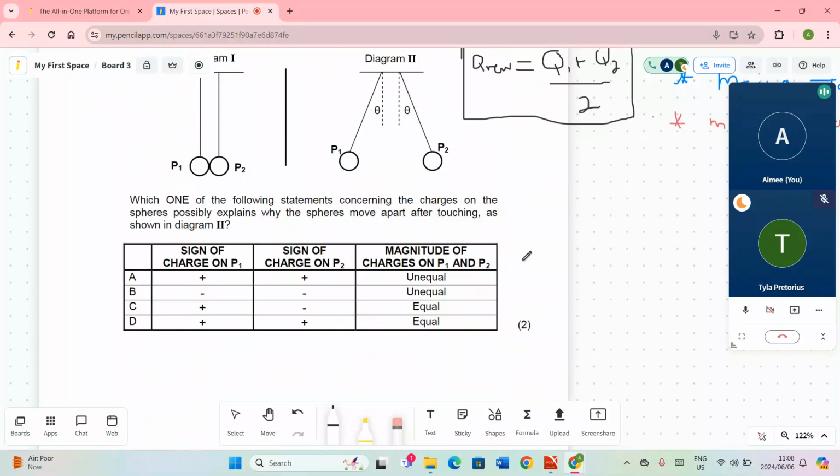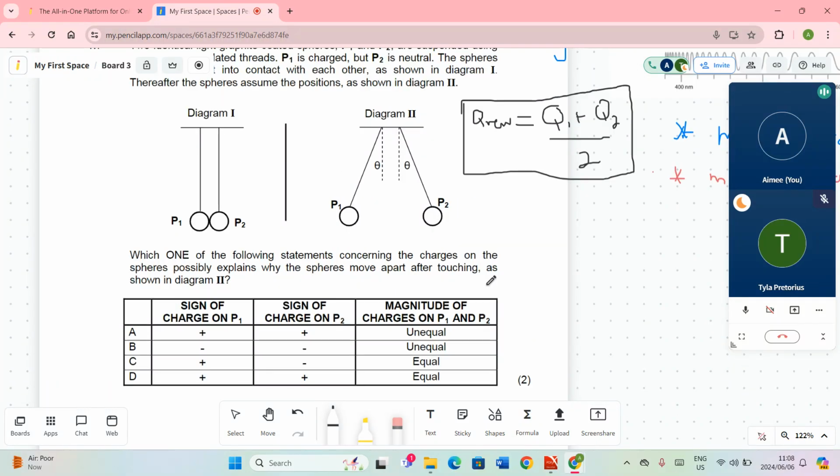Okay, so let's have a look at the question. It says, which one of the following statements concerning the charges on the spheres possibly explains why the spheres move apart after touching as shown in diagram 2? So diagram 2, can you see that this is representing repulsion? You can see that P1 is repelling P2. They're not attracting one another. So that means that they need to have the same charge. In order for you to have repulsion, you need to have like charges.